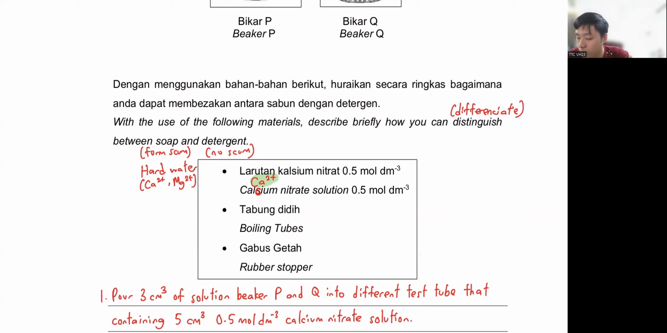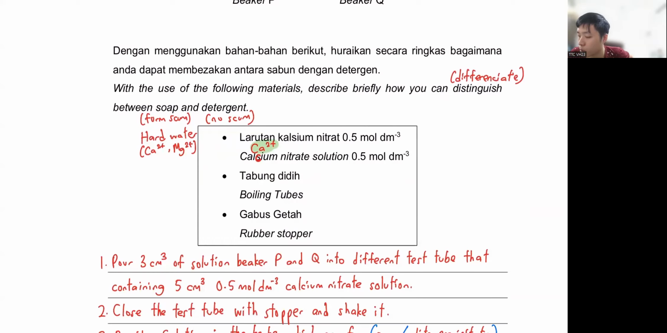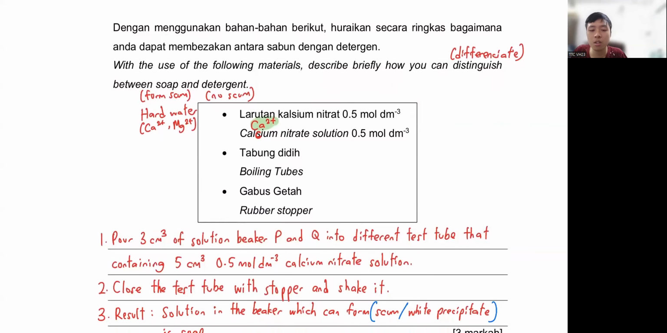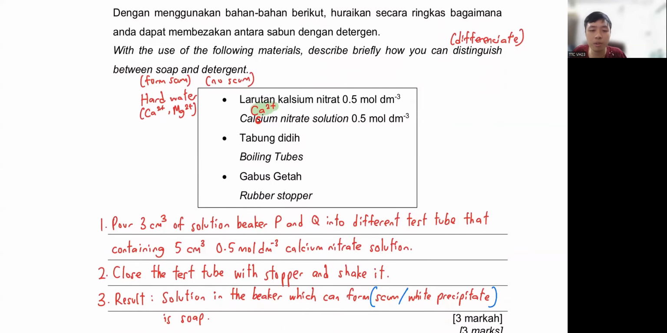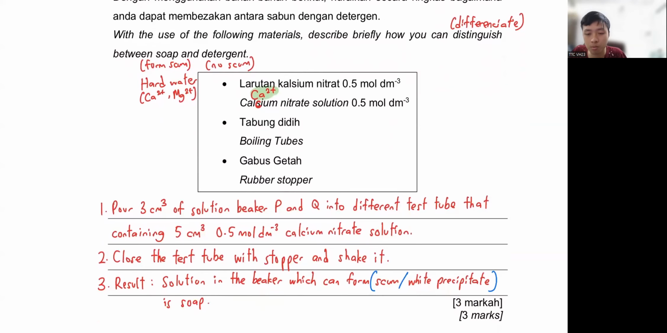Or if you don't want to write test tube, write boiling tube. 3 cm cube, or maybe 2 cm cube, but that may be too little, maybe more, they can put. Then close the test tube with a stopper and just shake. Then which one has scum? That is soap. Very simple. You can write scum or write white precipitate, also can. Just a simple procedure.